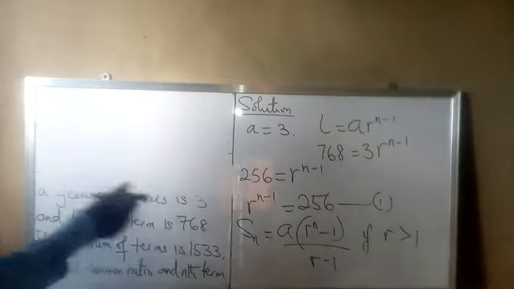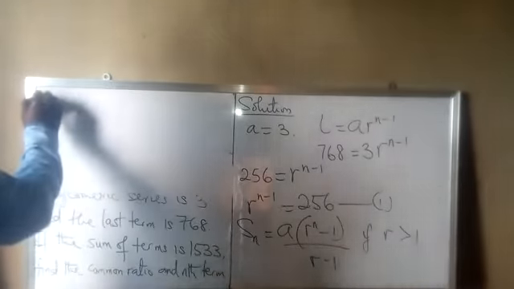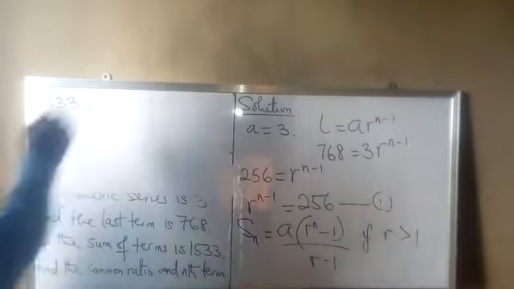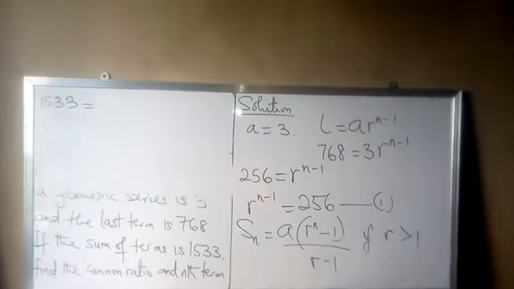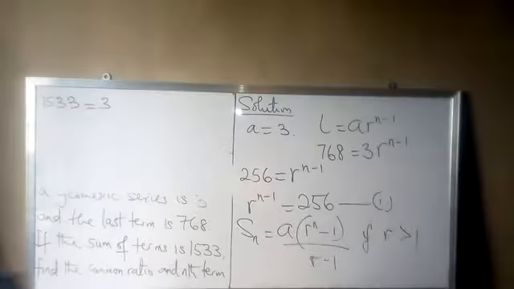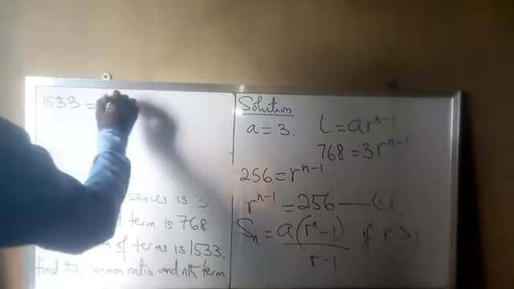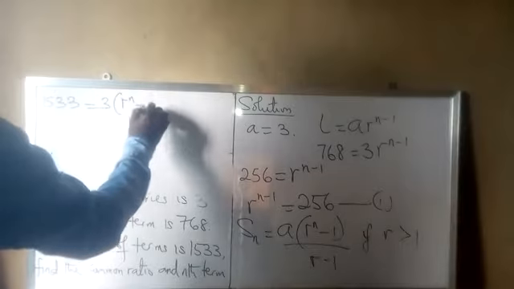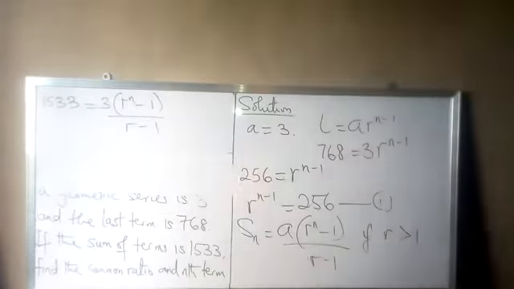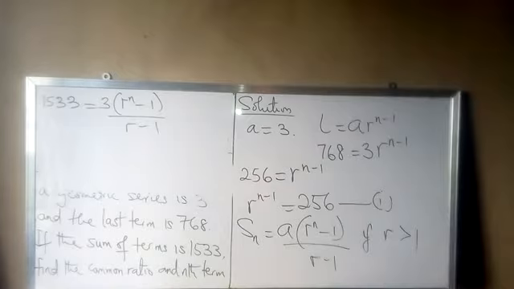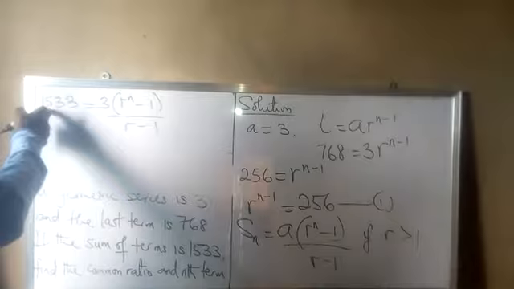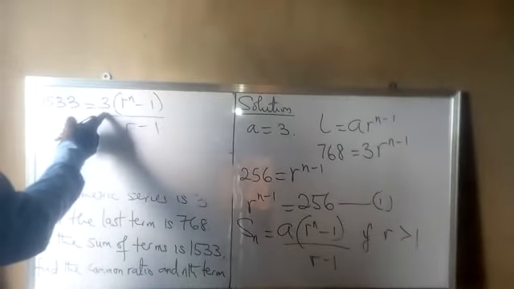So let's look at the value. Sn is given as 1533, which is equal to, I hope you are following, our first term a, which is 3, times, in the bracket, r raised to power n minus 1 all over r minus 1. Let's look at this. Can 3 divide through so that we reduce this value? 3 dividing this, that's 1.